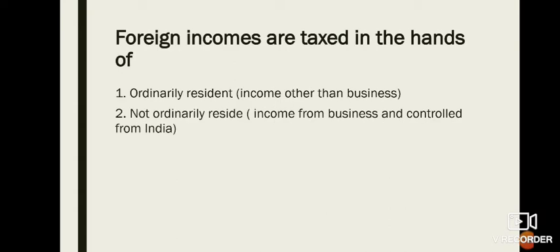Foreign income is taxed in the hands of, number 1, ordinarily resident. If the income is other than business which is controlled from India, then only the ordinarily resident has to pay tax on it. Second, not ordinarily resident also has to pay tax if income from business is controlled from India. If it is controlled from India, then even a not ordinarily resident has to pay tax on the same.